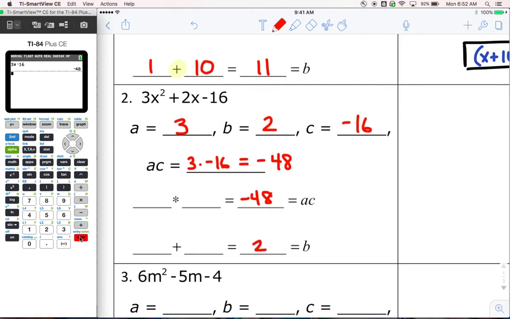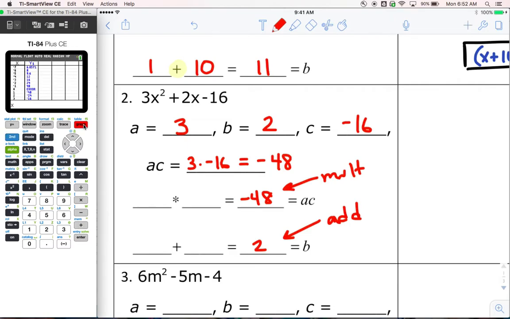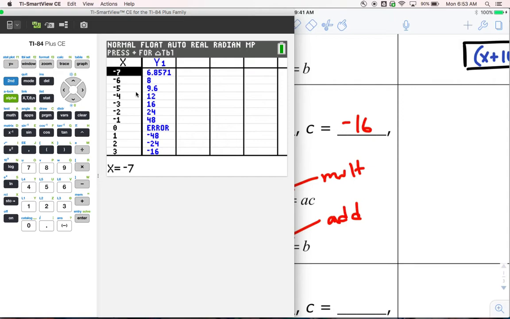So what numbers multiply to this, but add up to this? Multiply to negative 48, but add up to 2. Okay, remember we talked about a little trick we could do. We can go to our y equals, and we can do that number, negative 48, and we can divide by x. And let's look at the table. We're looking for a combination that adds up to 2. Positive 2? Yeah, positive 2.